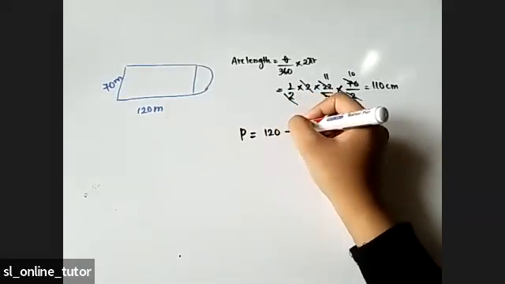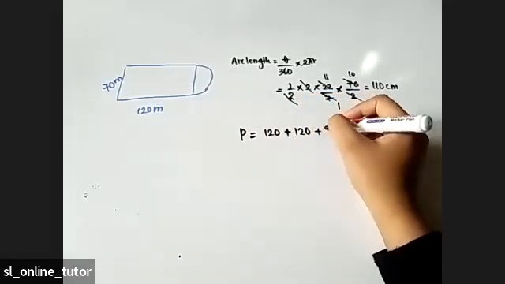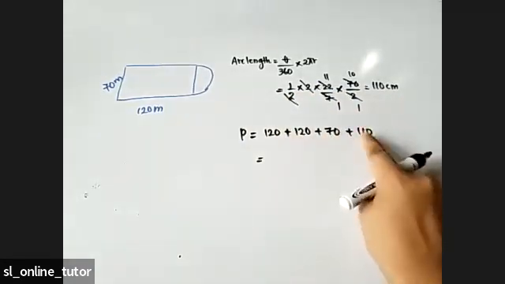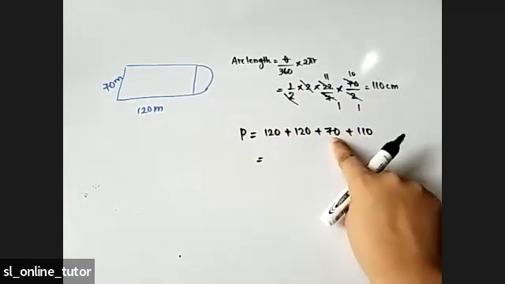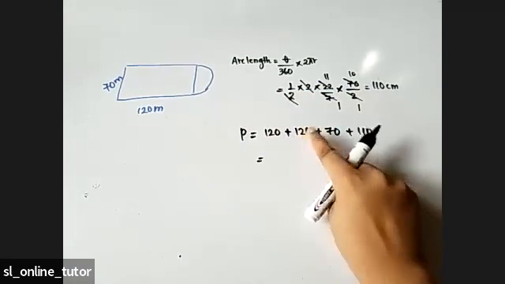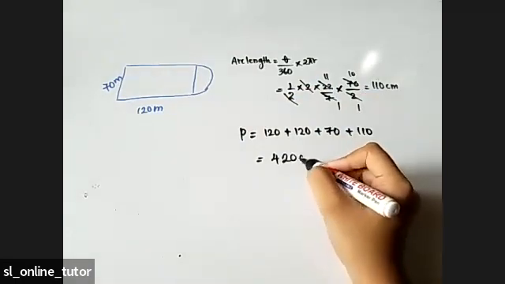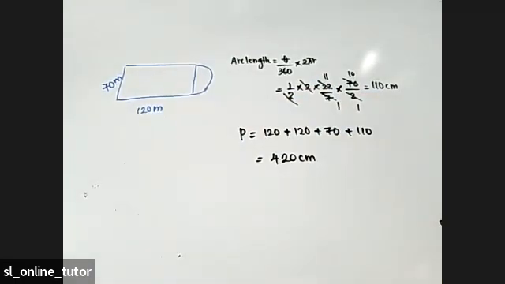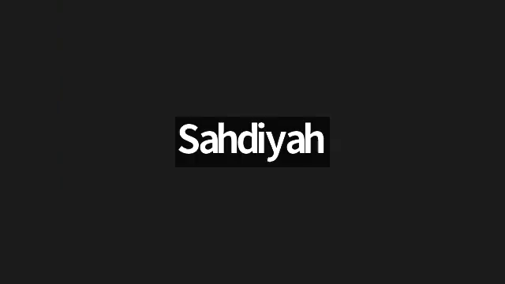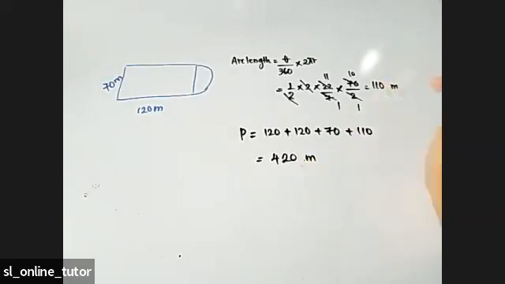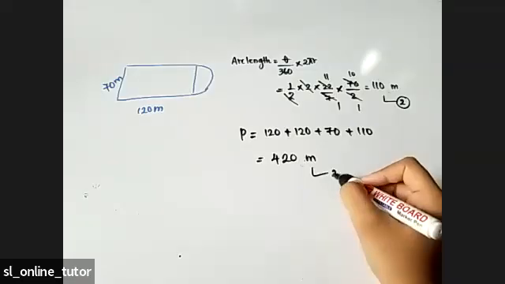Now we are going to find the perimeter. Adding 120 plus another 120, 70, and the arc length 110. 100, 200, 300, 370, 390, 400, 420. 420 centimeter. Is it correct? Meters, right? Yeah, it's meters. Here also meters. Then you are getting 2 marks here, 2 marks here.